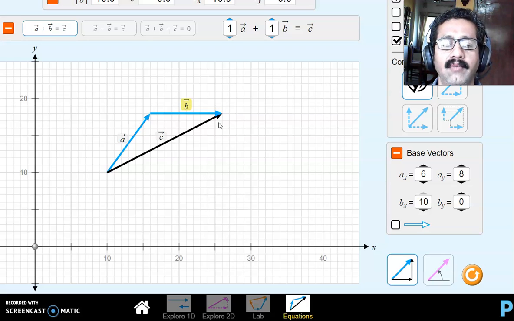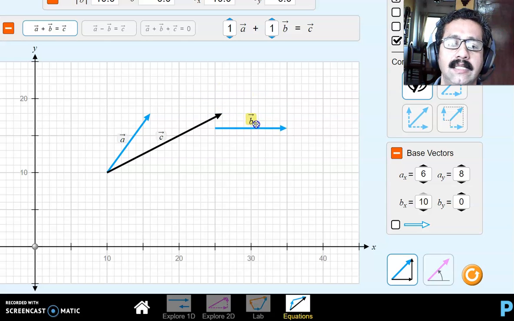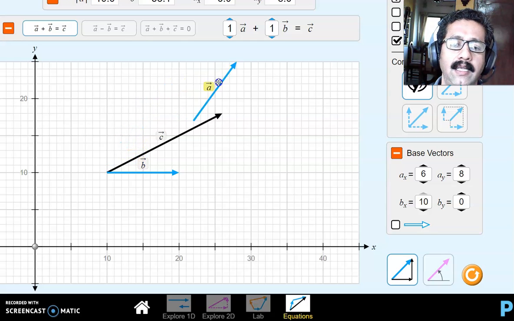Whereas if you even want to find what is B plus A, it is also possible. I'll take this, lift this B, take it somewhere here. So this is vector B. Then I'll take this vector A somewhere here, that is at the end of B, and then I'll find that B plus A is also equal to C.